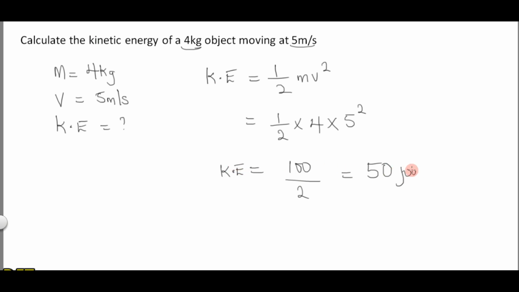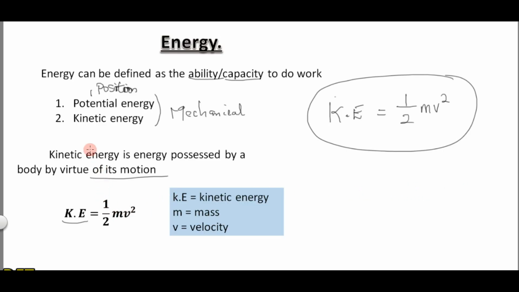So our kinetic energy is equal to 50 joules. Note this: energy is measured in joules, whether it is potential energy or kinetic energy. Energy in general is measured in joules. So this is very important. This is the SI unit for measuring energy.